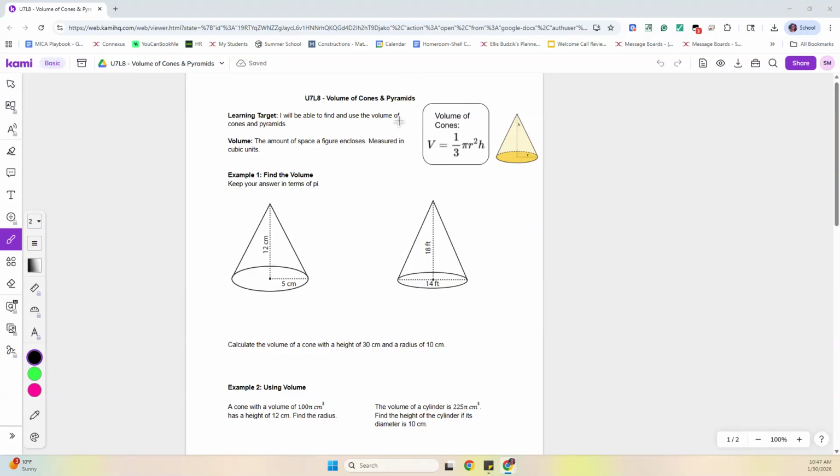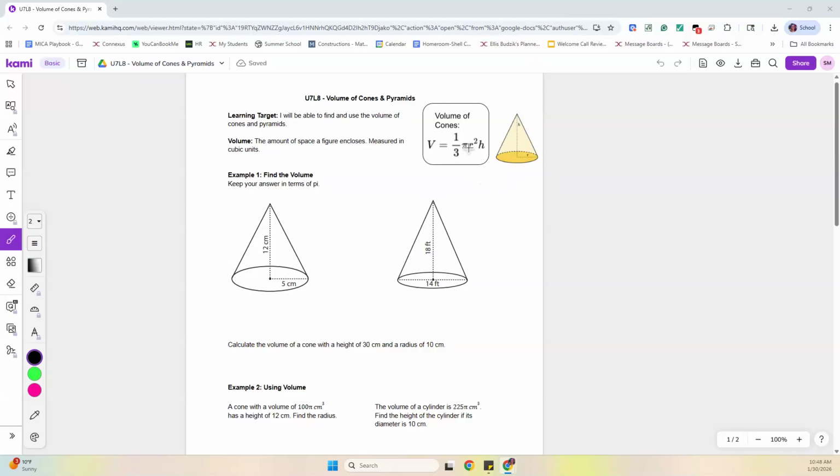All right, so for today, we're going to be talking about volumes of cones and pyramids. So again, volume is the amount of space a figure encloses. It's measured in cubic units. For volume of cones, we have this formula, 1/3 pi r squared h.